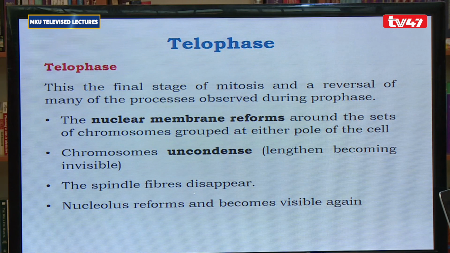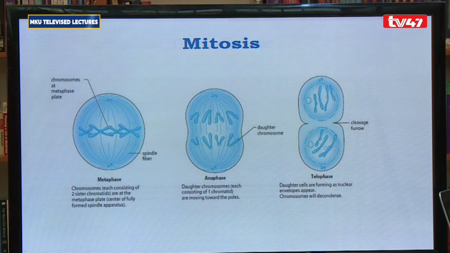In the final phase, the telophase, what happens? It is a reverse of the prophase, meaning the things that happened in the prophase are now reversed back. The nuclear membrane reforms around the set of chromosomes that have been separated to the different poles of the cell. The chromosomes uncondense, they lengthen, and then we cannot even see them with a microscope. The spindle fiber disappears, which was created again at the prophase, and then the nucleolus reforms and becomes visible again. So this is what happens.